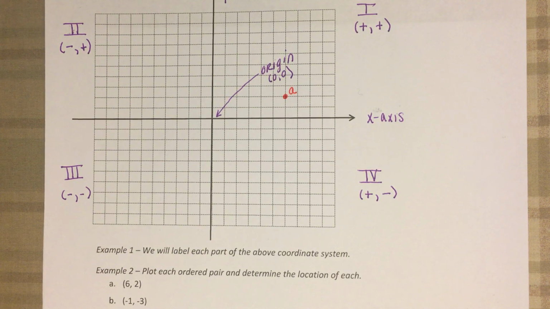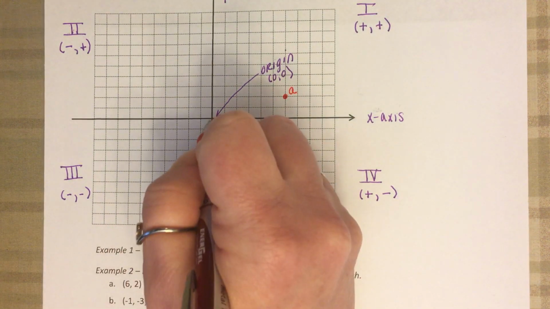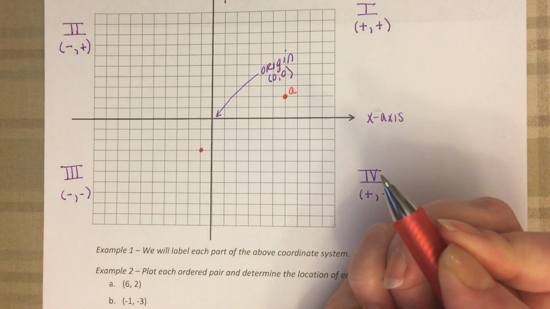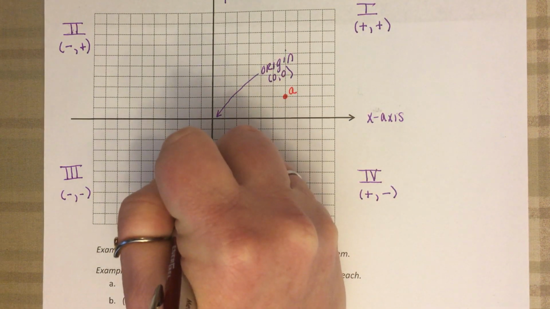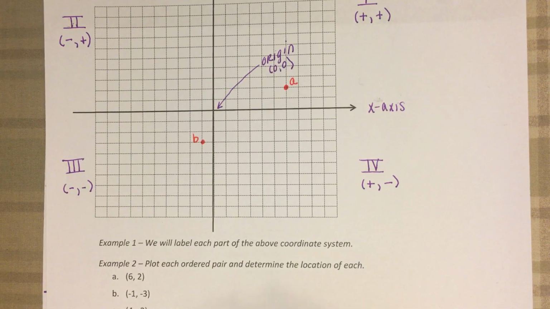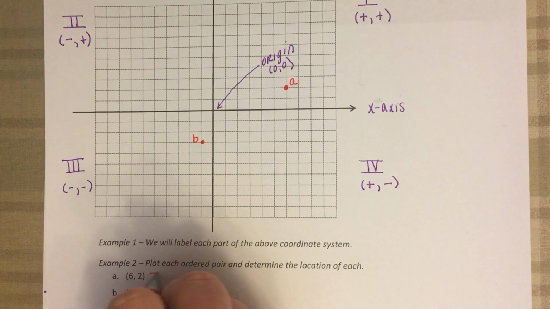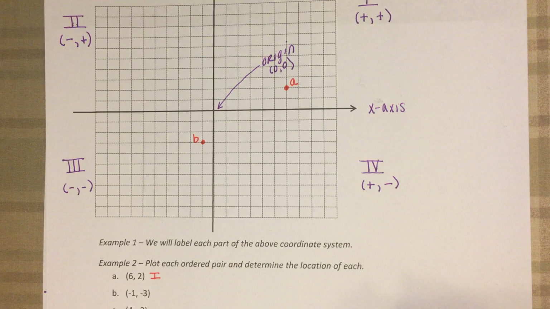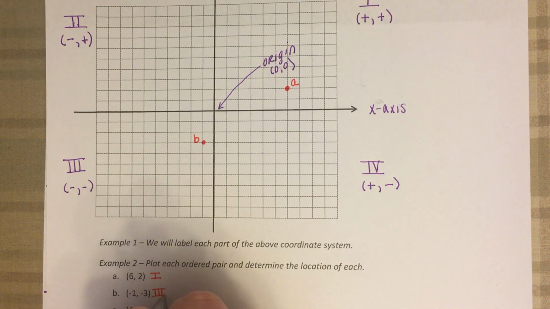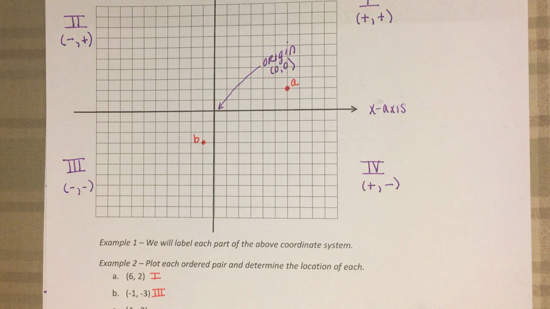Our next point listed, point B, is (-1, -3). So we're going to move to the left 1, and then we are going to move down 3. Looking at these first 2 points, our first point was both positive x and y. We landed in quadrant 1. For point B, we were both negative. We landed in quadrant 3.